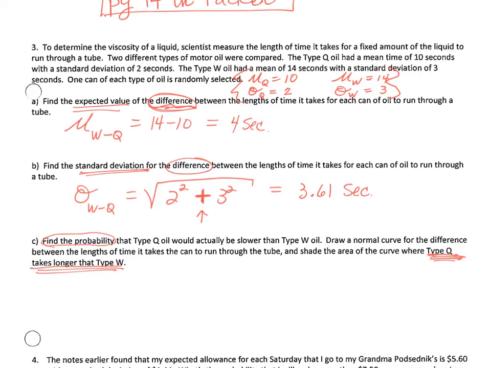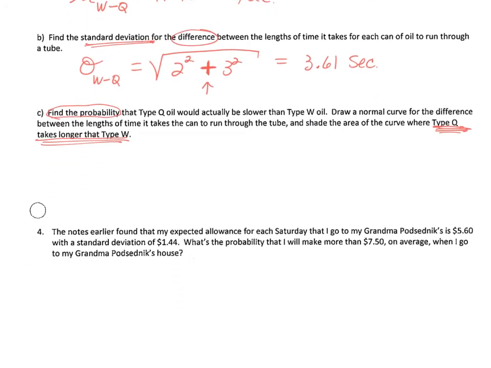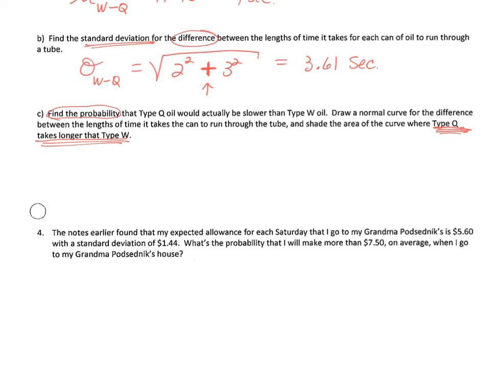It's here, when we get to this problem 3C, that I want to give you a technique to follow. So here we go. First, find the probability that type Q would actually be slower than W. So let's first draw a normal model. And step number 1, label, and this is critical. It's actually a very important step to not overlook. You have to write down the way that you subtract. Did you do W minus Q or Q minus W?